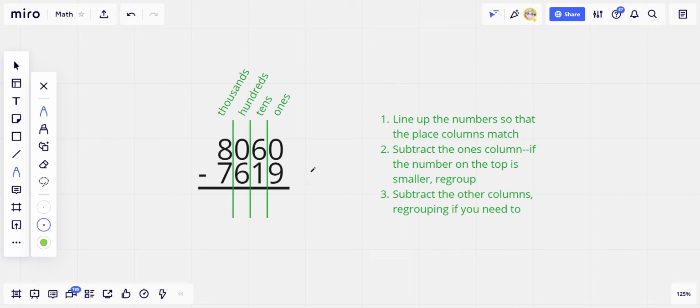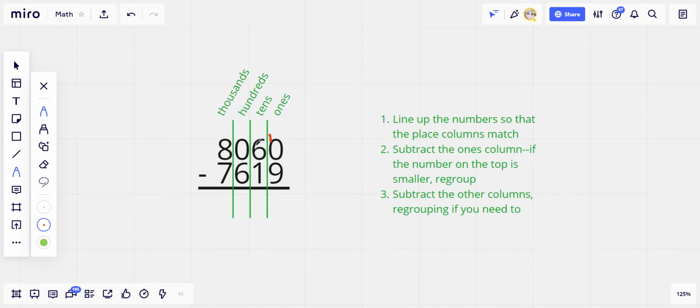And then the second step is to start with the ones column and try to subtract. I can't do 0 minus 9 because 0 is smaller than 9. So I have to borrow. So I'm going to take a 1 and put it up here. You should think of that 1 as in front of the 0, so this becomes a 10.